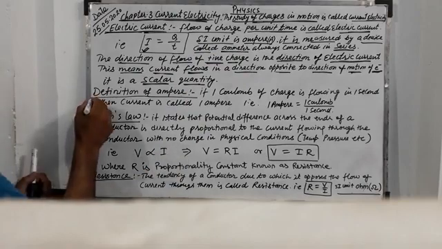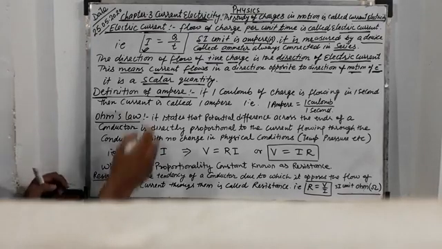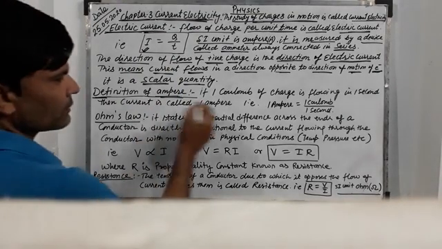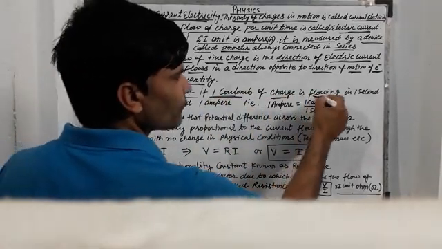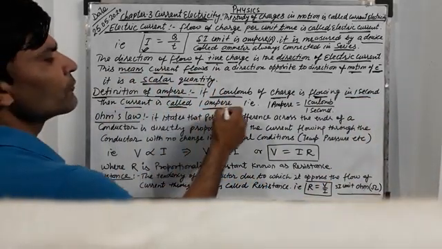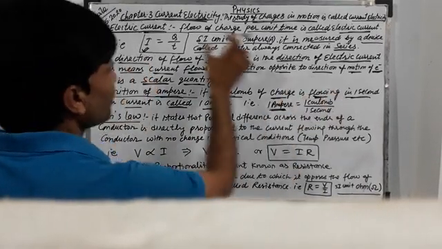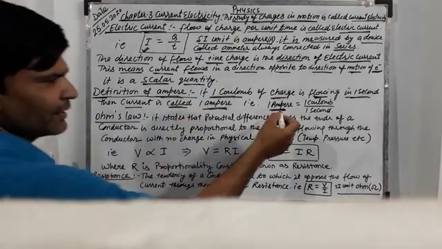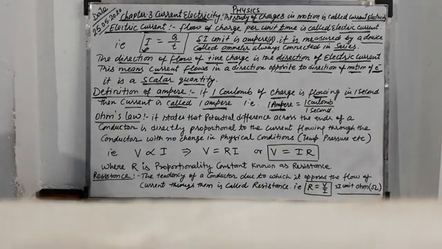The definition of ampere. Ampere is the SI unit of electric current. So if 1 coulomb of charge is flowing in 1 second, then the current is called 1 ampere. That is, if we put 1 coulomb in this formula and 1 second, then we get 1 ampere. So 1 ampere is equal to 1 coulomb upon 1 second.